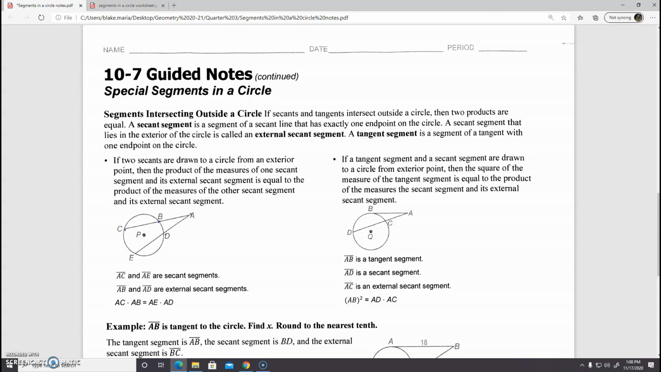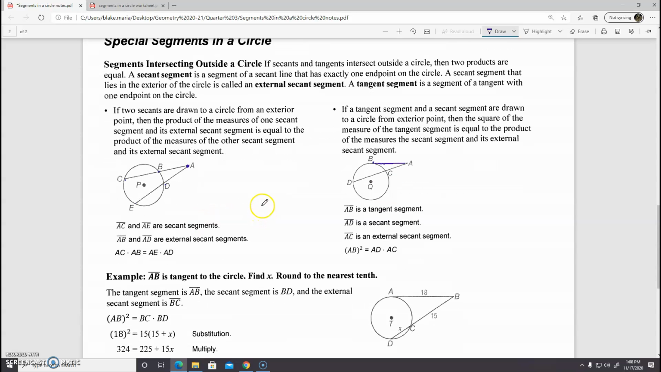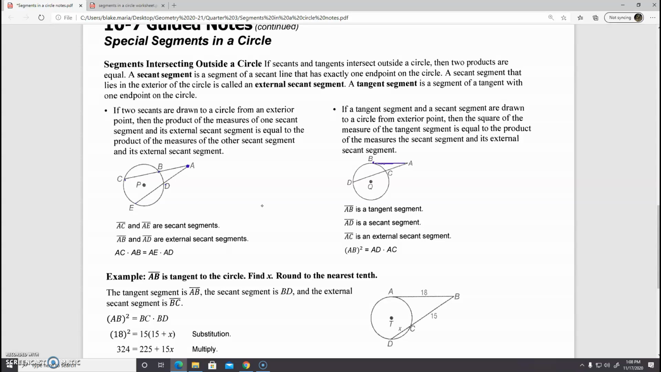And another secant, again, intersecting outside the circle. Or you could have a tangent, right? This is a tangent AB because it hits the circle once. So secant hits the circle twice, tangent hits the circle once. It really doesn't matter which one you're working with. If they cross outside of the circle, that's when you use this stuff. So what I have to remember this one with is chunk times whole.